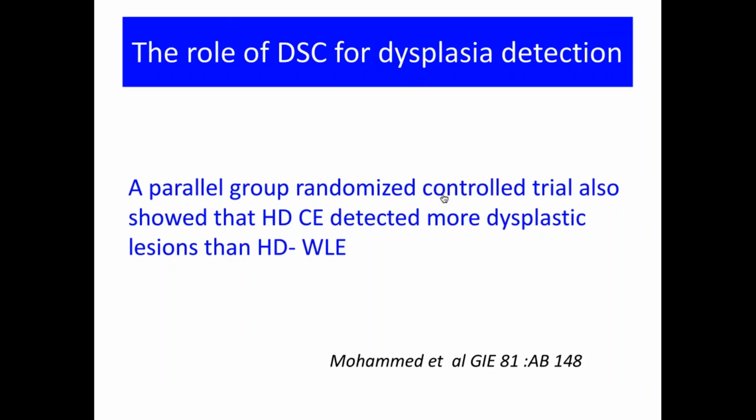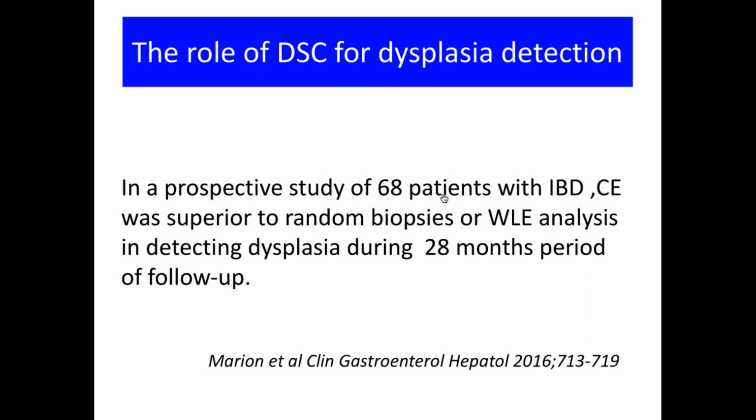Adding value to the chromoendoscopy, there is also this parallel group randomized trial which showed that high-definition chromoendoscopy was superior in detecting more dysplastic lesions in patients with ulcerative colitis compared with high-definition white light endoscopy. And again, Marion confirmed. In this prospective study of 68 patients, chromoendoscopy was superior to random biopsies for detecting dysplasia.